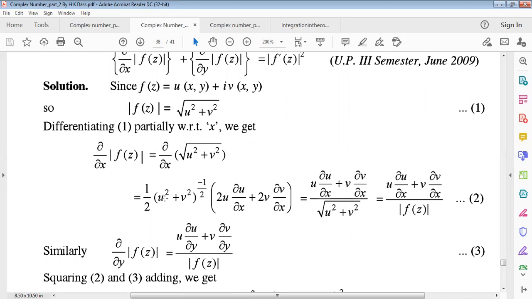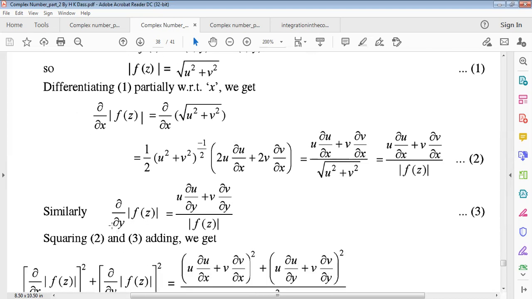Again differentiation of this with respect to x. So u square differentiation will be twice u, and u is a function of x and y, so this is del u del x. Plus b is a function of x and y, remember it. So b square differentiation is twice b, del b del x. So we can write u square plus b square to the power minus half as one over the square root over u square plus b square, and the 2 is common and cancelled. So we get this, and this is the absolute value of f of z, equation number 2.